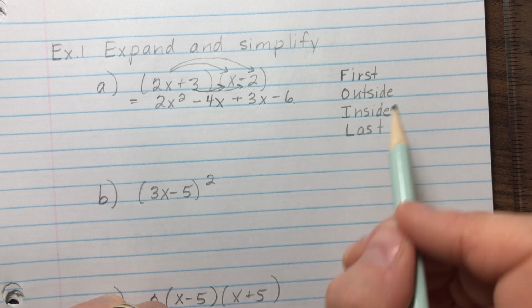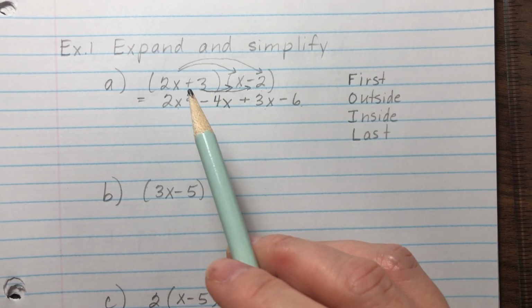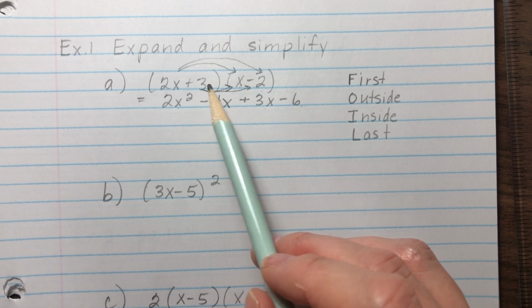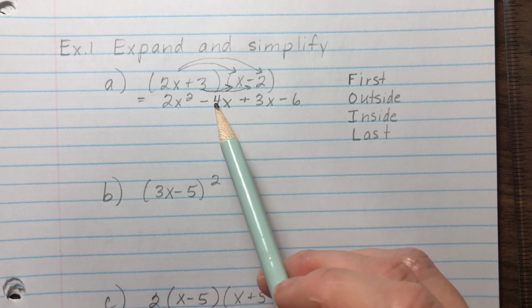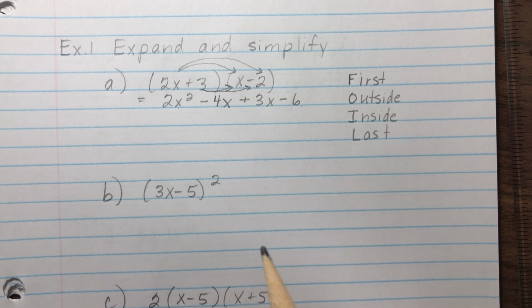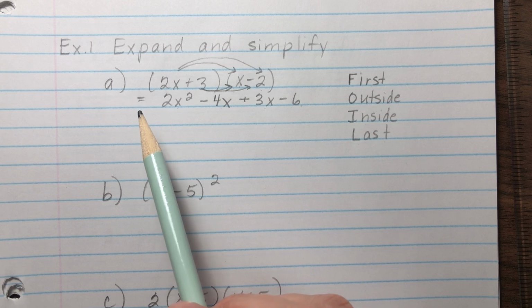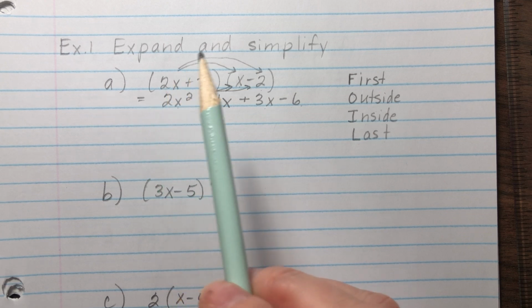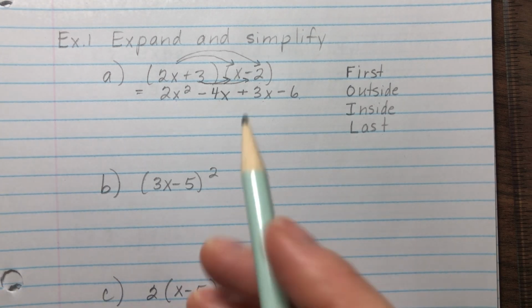So you can use this acronym to help you if you wish. This acronym only applies to when you're multiplying a binomial. If you were multiplying a binomial by a trinomial, you can't use this acronym anymore. So I prefer to just take each term in the first bracket and multiply by each term in the second bracket. Okay, to finish off this question, we have to simplify.